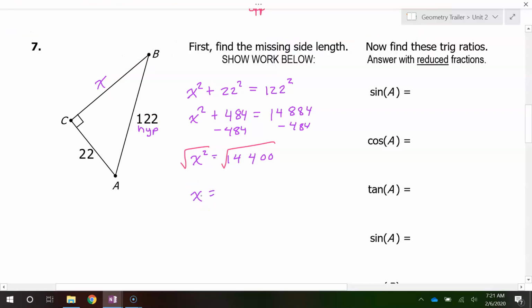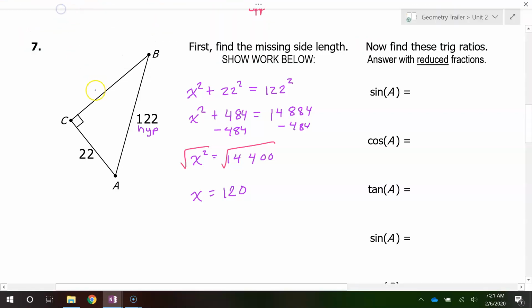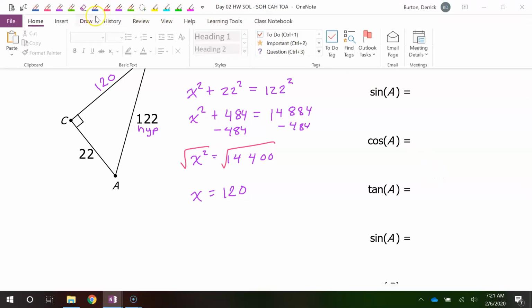So back to my calculator. Square root of 14,400. And that turns out to be 120. So that is the missing side. So now I'm going to go back and go ahead and substitute that in where it belongs. So this is 120. All right, now it's time to do the stuff on the right-hand side.